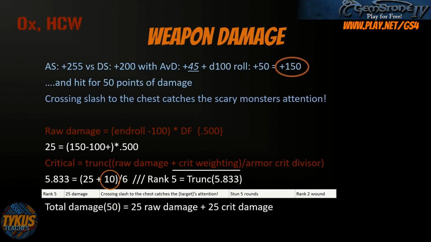Our total damage comes to 50 with 25 raw damage and 25 crit damage, which is slightly higher than our 0X not crit weighted weapon because it actually pushed us from a rank 4 to a rank 5 critical.